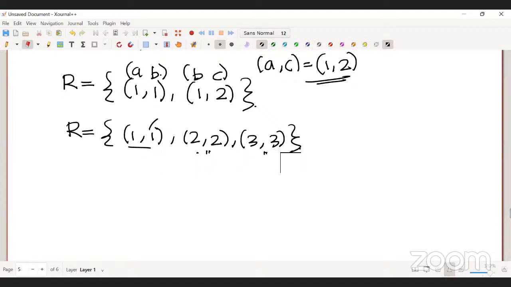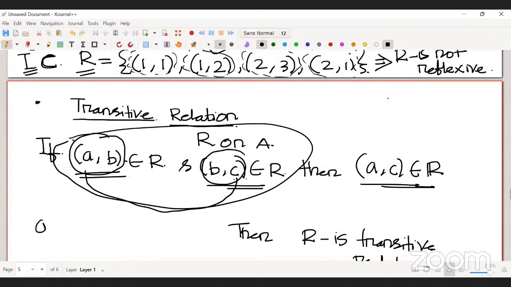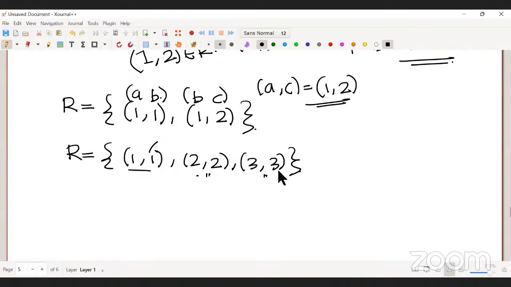That is vacuously true, because when I don't have this kind of pairs, A comma B and B comma C, I don't have to check it. It's true automatically. So here I don't have any elements of the form A comma B and B comma C. That's why it is automatically true that R is a transitive relation.